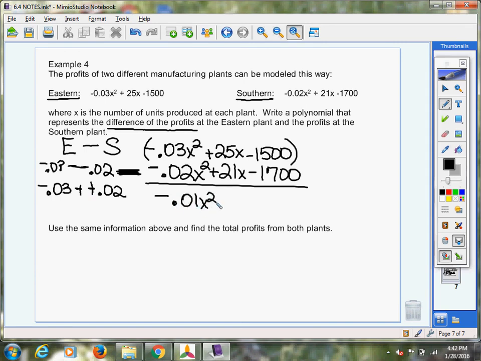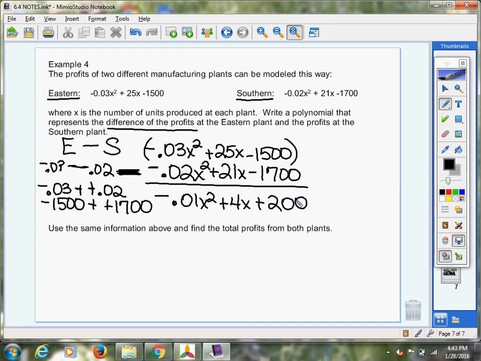Okay? Now we get to do 25 minus 21. Well, that's positive 4. And then we get to do negative 1500 minus a negative 1700. Remember, minus a negative is plus a positive, and so it's really negative 1500 plus 1700, which is positive 200. And that's the difference between the profits right there.